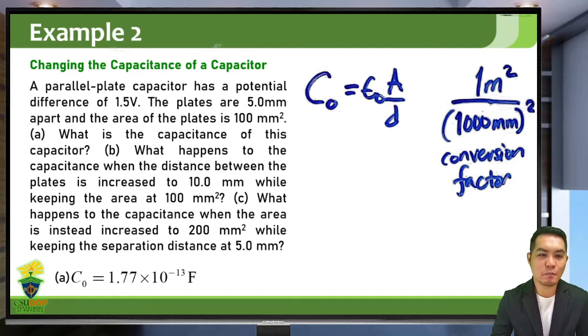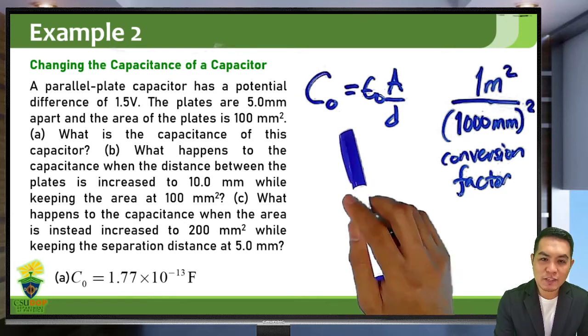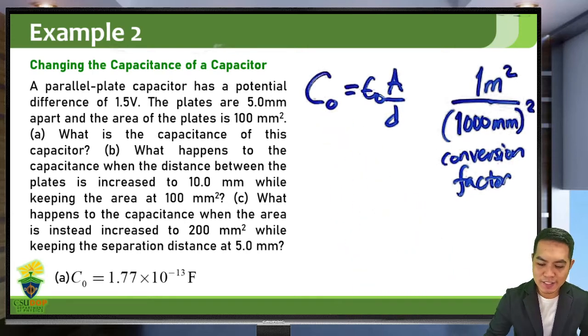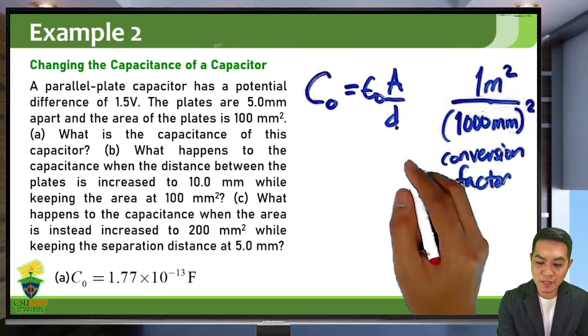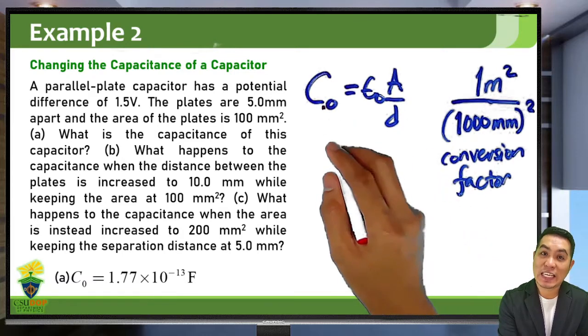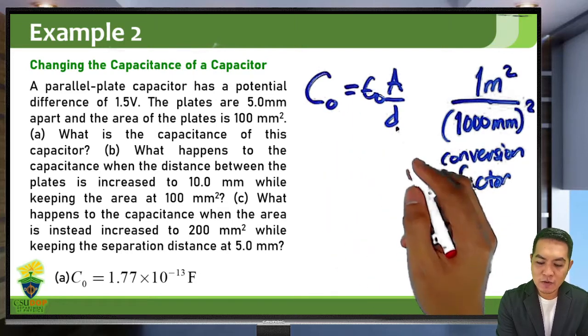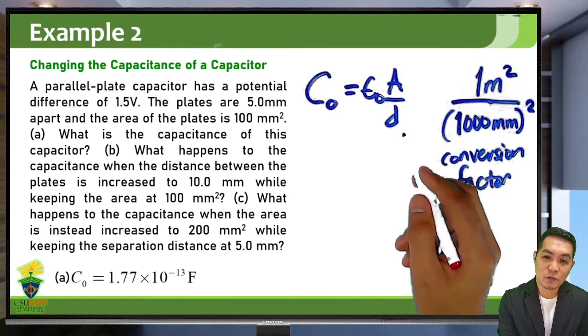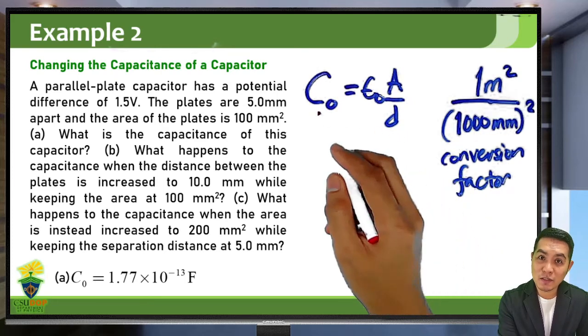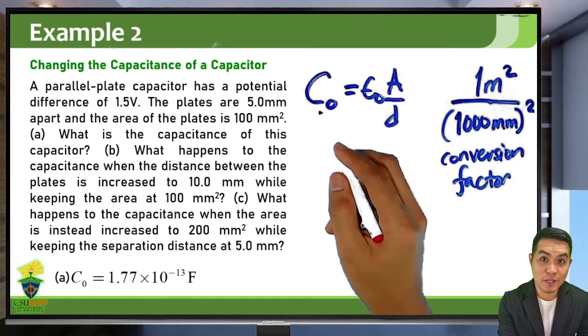Okay. Letter B. What happens to the capacitance when the distance between the plates is increased to 10 millimeters while keeping the area at 100 millimeters squared? So the same area, but the distance is now twice. You will notice from this formula that the capacitance is inversely proportional to distance, and it is directly proportional to area. So in this case, if you double the distance, then the capacitance will be divided by 2. If you triple the distance, then the capacitance will become 1/3. That's what inversely proportional means.